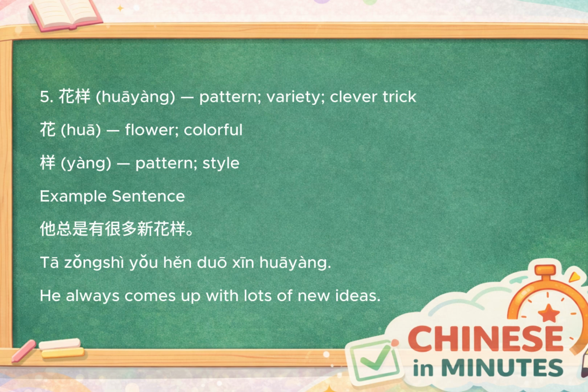Imagine a beautiful piece of fabric covered with colorful flowers. The decorative design catches everyone's attention. Later, that idea expands into creativity and variety. That's 花样. For example, 他总是有很多新花样. He always comes up with lots of new ideas.